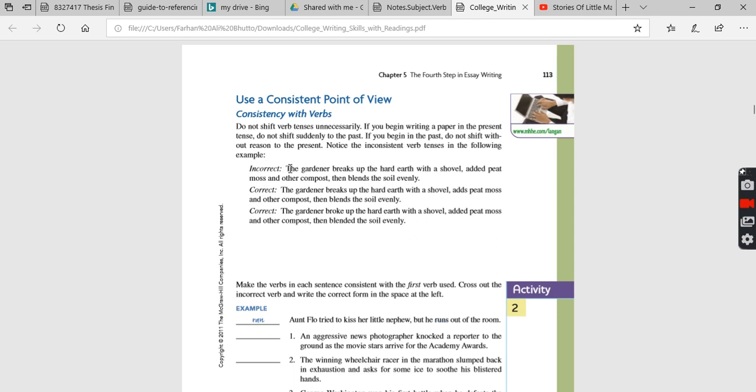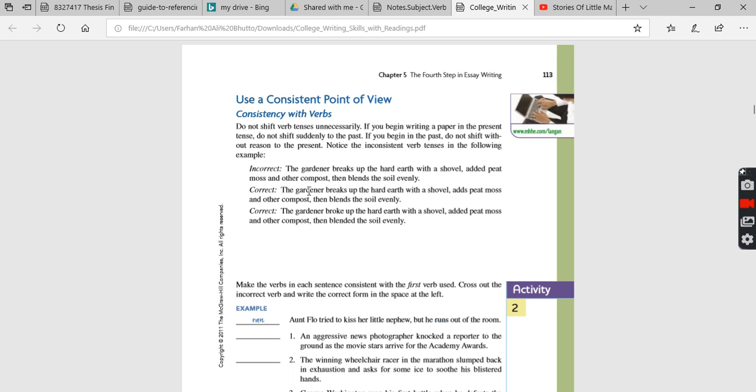The sentence is, the gardener breaks up the hard earth with a shovel, added peat moss and other compost, then blends the soil evenly. If you see this sentence, you might have thought something is wrong with it. The first verb that we have used, breaks, is present. Second one, added. So this breaks and added, your verbs are not consistent. You started with a present verb and all of a sudden you have shifted to the past verb.